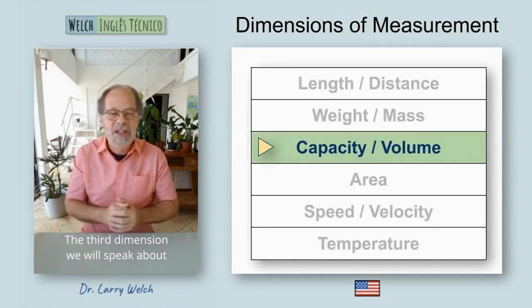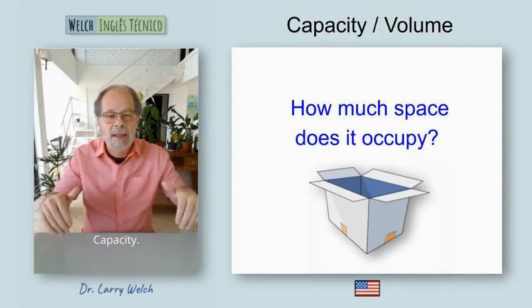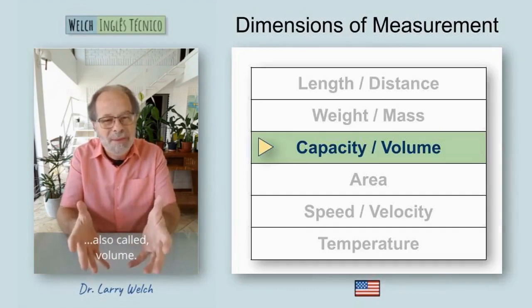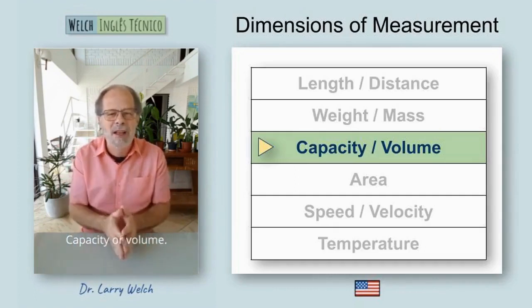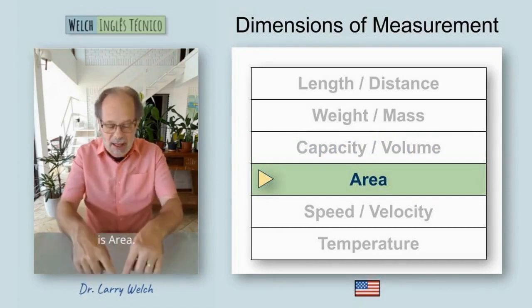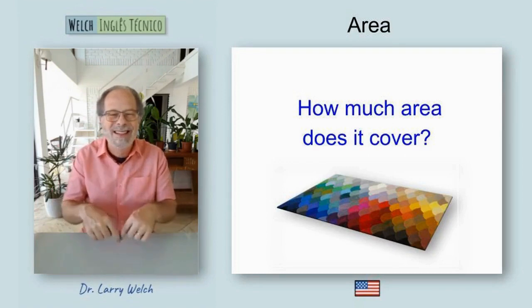The third dimension we will speak about is capacity. Capacity. How much space does something occupy? Also called volume. Capacity or volume. The fourth dimension we will speak about is area. How much area? How much area is covered?